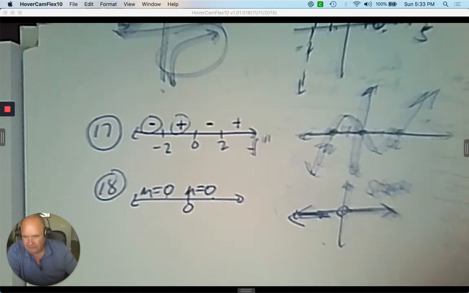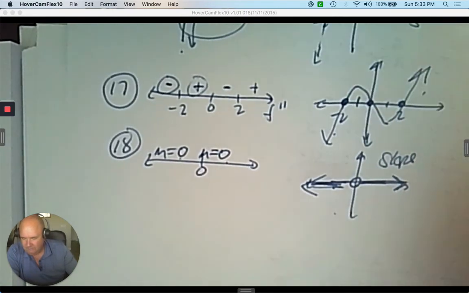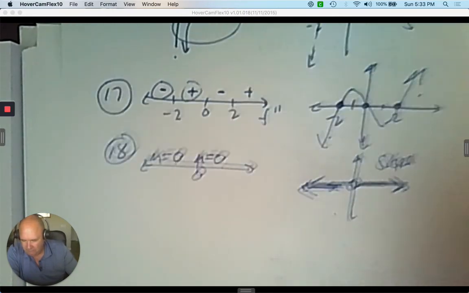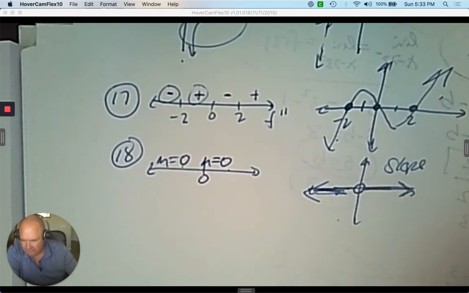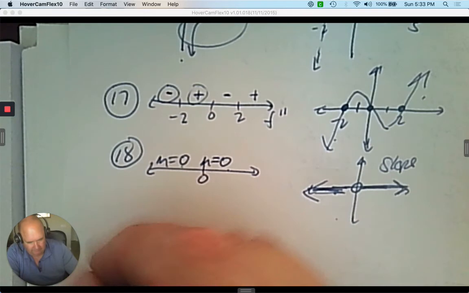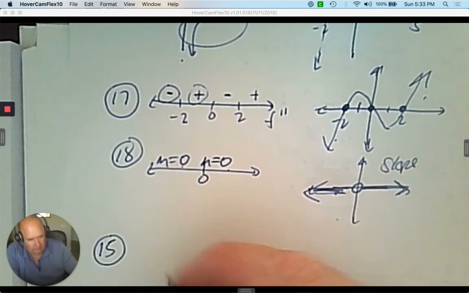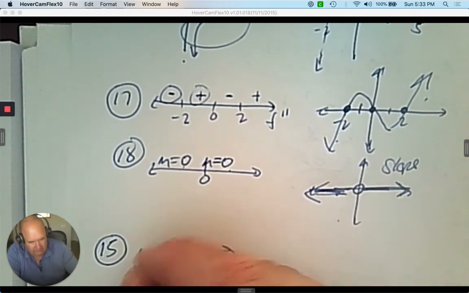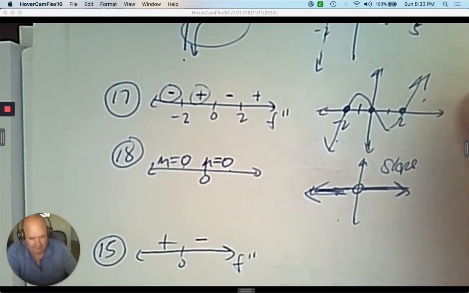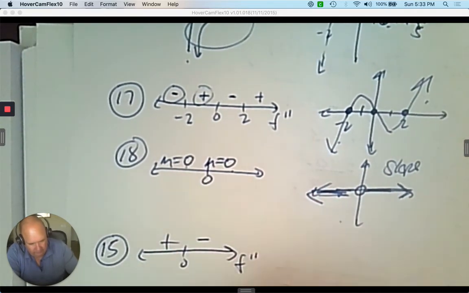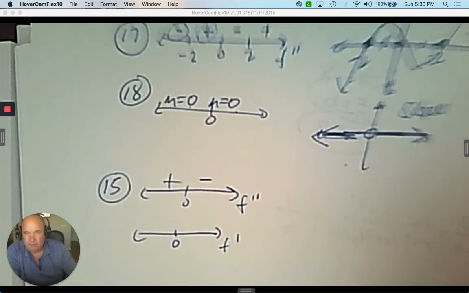It says for 19 and 20, use the graphs of the derivative above to sketch a possible graph of f. So for 15 and 16, let's look at this again. At 15, we already did this part. That's concavity. If I did the first derivative for 15, it has no x-intercepts, but at 0 it is undefined.